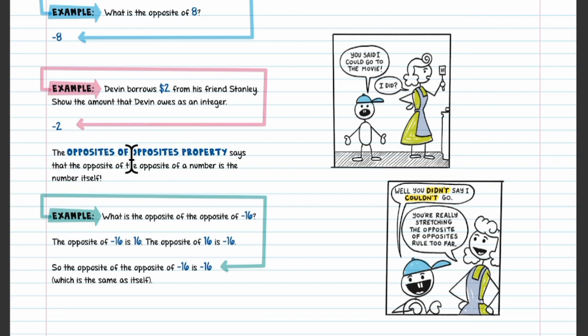The opposite of opposite property says that the opposite of the opposite of a number is the number itself. Example: what is the opposite of -16? The opposite of -16 is 16. The opposite of 16 is -16. So the opposite of the opposite of 16 is 16, which is the same as itself.